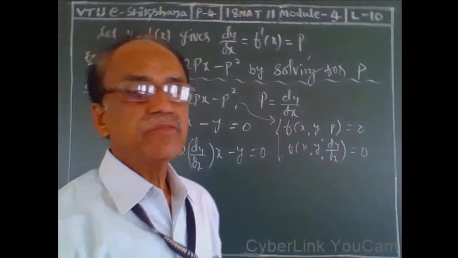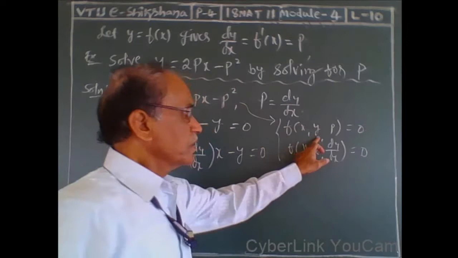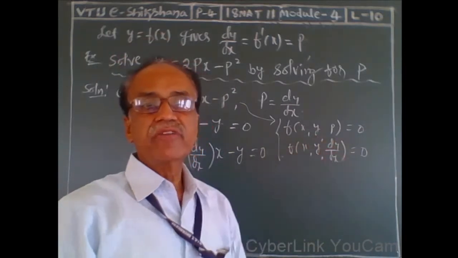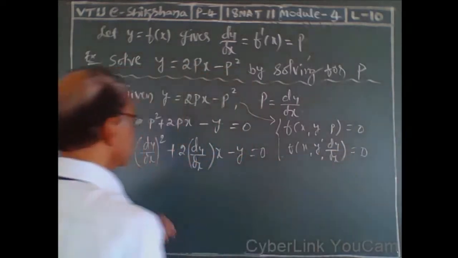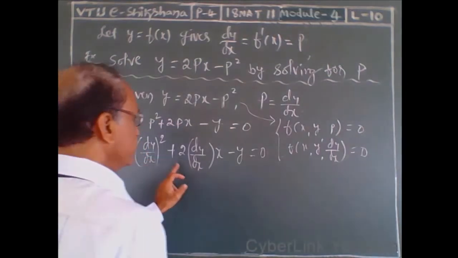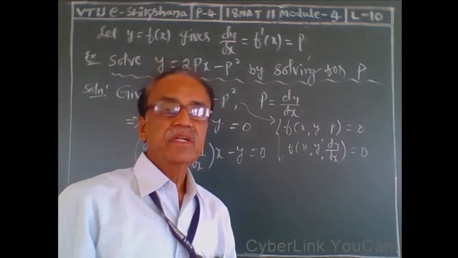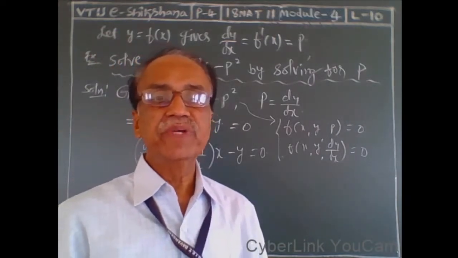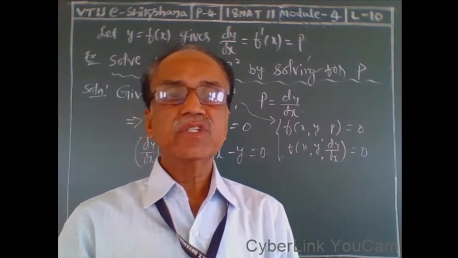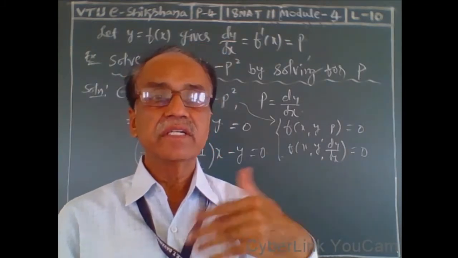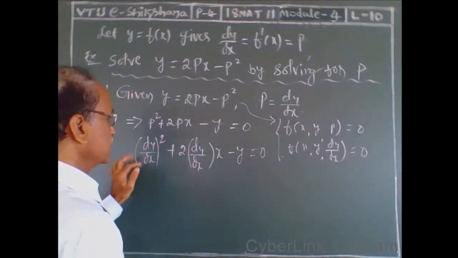That means a general form of the representation of the differential equation is given by f of x comma y comma the differential coefficient of y with respect to x, and f of x comma y comma dy by dx equal to 0. That means dy by dx whole square plus 2 into dy by dx multiplied by x minus y is equal to 0. Now we want to find out the values of P, that in general we can say that we are going to solve for P. We are going to solve for P means it is nothing but differential coefficient. How many values you are going to expect? That is, in place of P, dy by dx square is there.